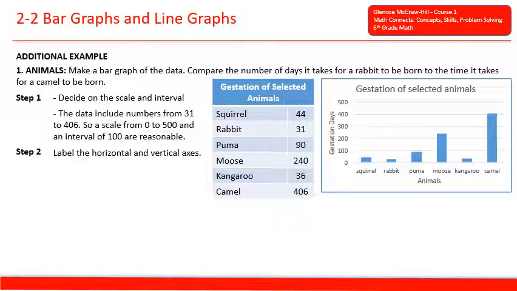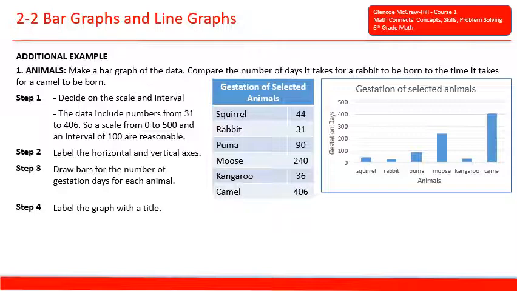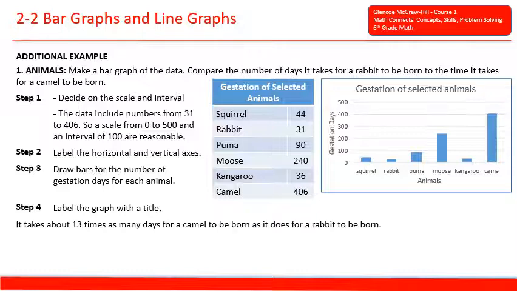So gestation of selected animals, and animals are on the horizontal. Step 3, draw bars for each length of gestation. Step 4, label the graph with the title, so gestation of selected animals. It takes about 13 times as many days for a camel to be born as it does for a rabbit to be born.